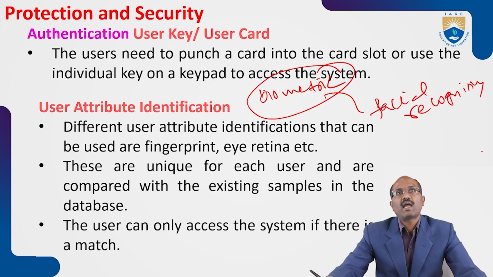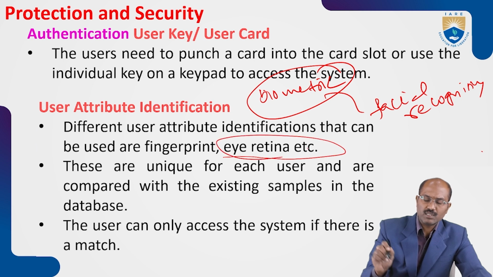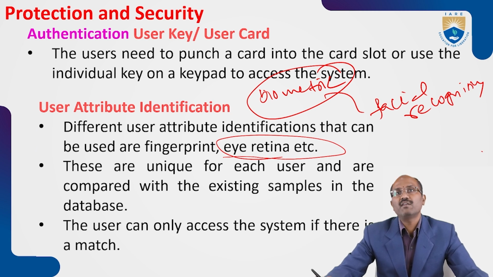Coming to user attribute identification, the different user attribute identifications that can be used are fingerprint, eye retina, etc. These scans are more effective for security purposes. We use the eye retina, etc. These are unique for each user and are compared with existing samples in the database.